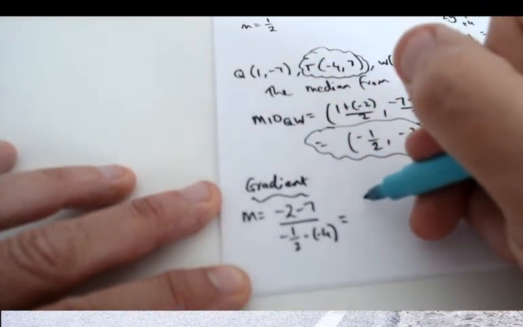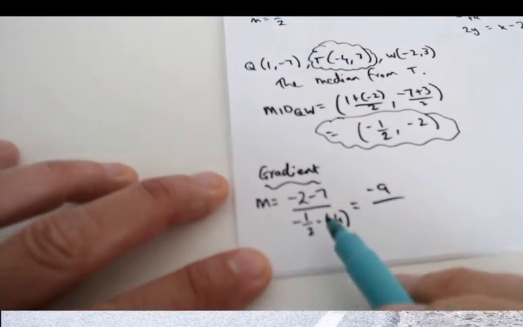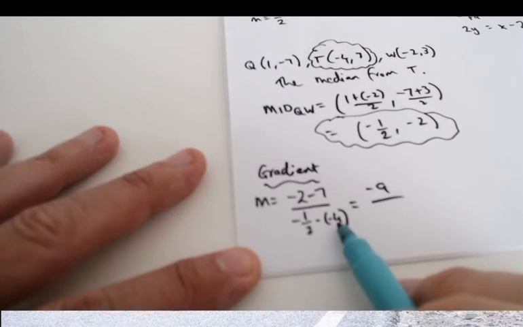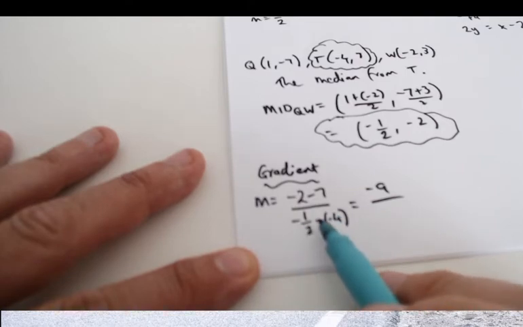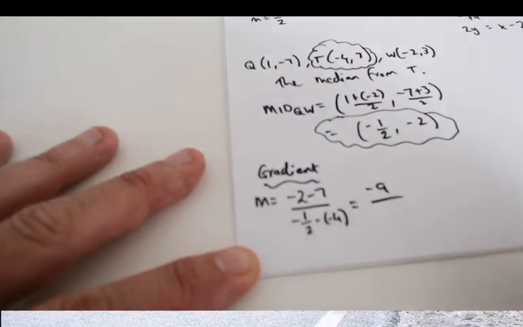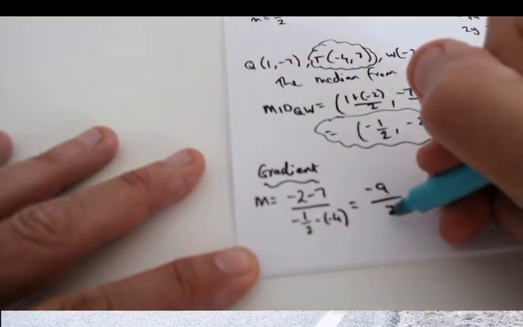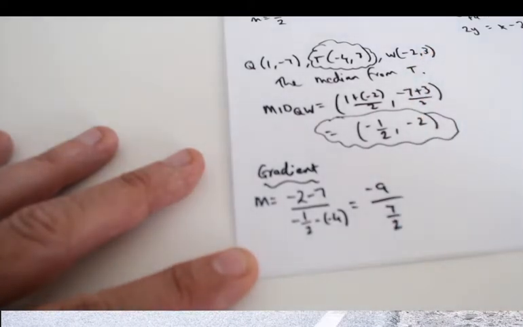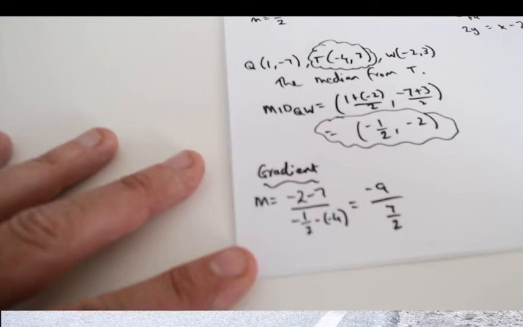minus 2 take away 7 will be minus 9, minus a half take away negative 4 is minus a half add 4, or 4 take away a half, which is 3.5, which is 7 over 2. Hope you should notice what I did there. So I've got 3.5, but I'm writing it as a top heavy fraction, which is 7 over 2.